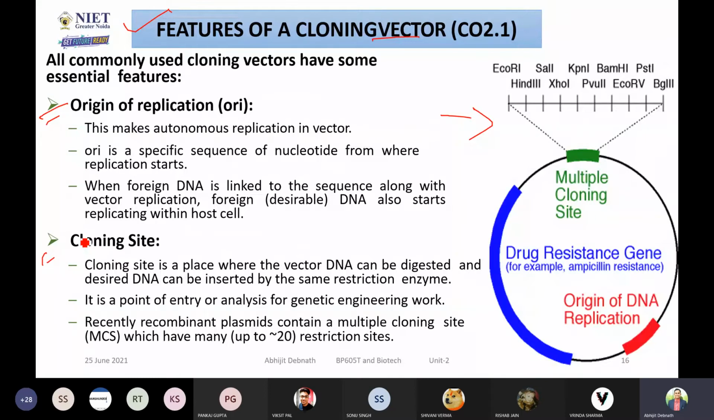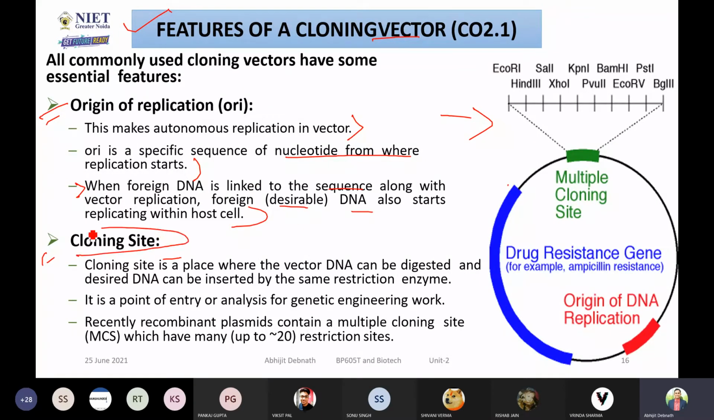Now what is the origin of replication, or ORI? Sometimes we write it in short form as ORI. This makes the autonomous replication of the vector. Your vector will be autonomously replicated. ORI is a specific nucleotide sequence from where replication starts. So when foreign DNA is linked to the vector, along with the vector replication, the foreign desirable DNA also starts replicating in the host cell.